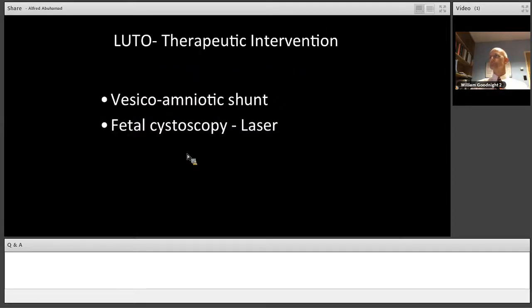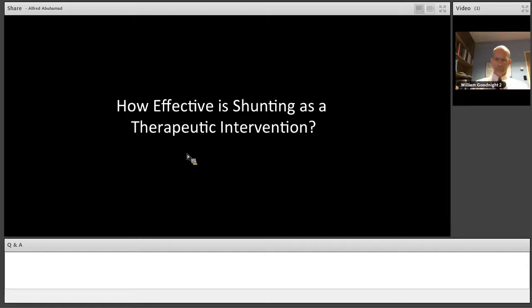So how do you intervene with those patients? You either put a shunt, vesicoamniotic shunt, and some centers are now doing fetal cystoscopy and doing laser of the posterior urethral valve, or in the presence of urethral atresia, trying to relieve that obstruction. So how effective is shunting as a therapeutic intervention?